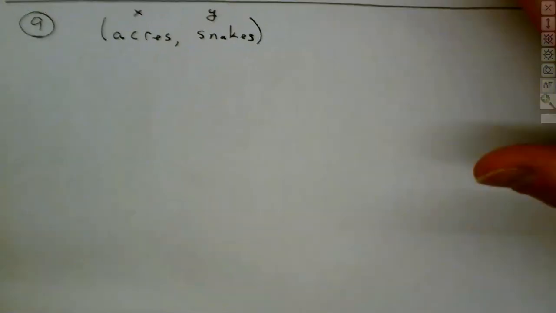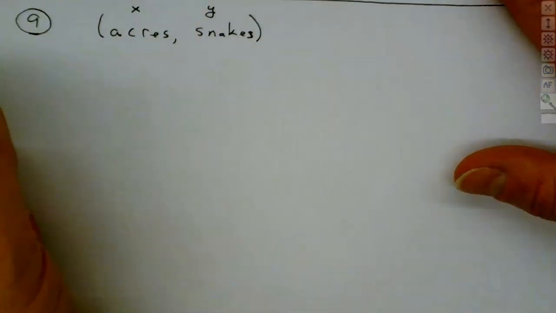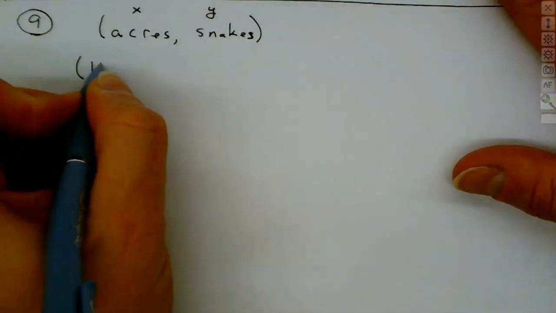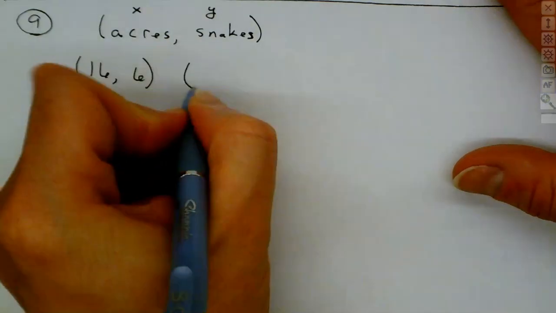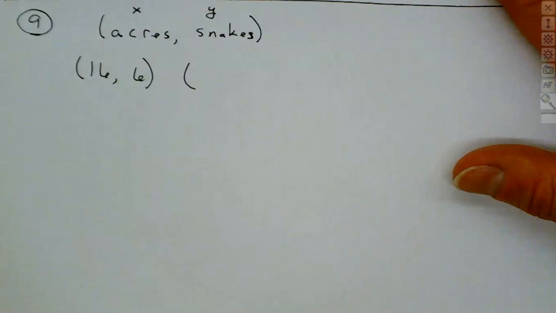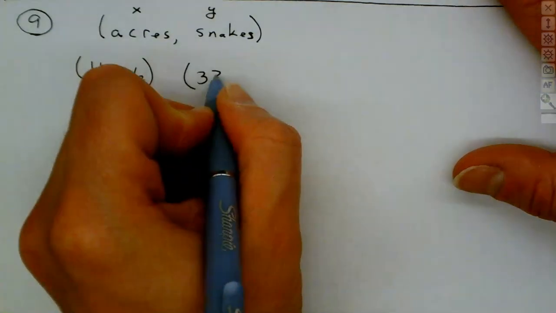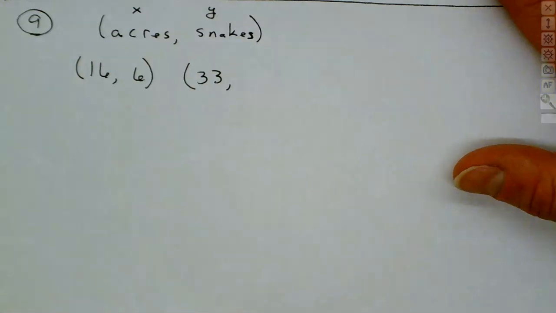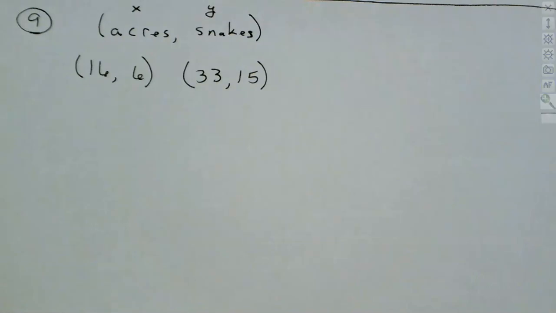Let's come up with our ordered pairs. So we've got 6 snakes on 16 acres of land. So that's 16, comma, 6 snakes. And we also have 15 snakes on 33 acres. So 33, that's your acres. 15 is the number of snakes. Is everyone all right with that so far?